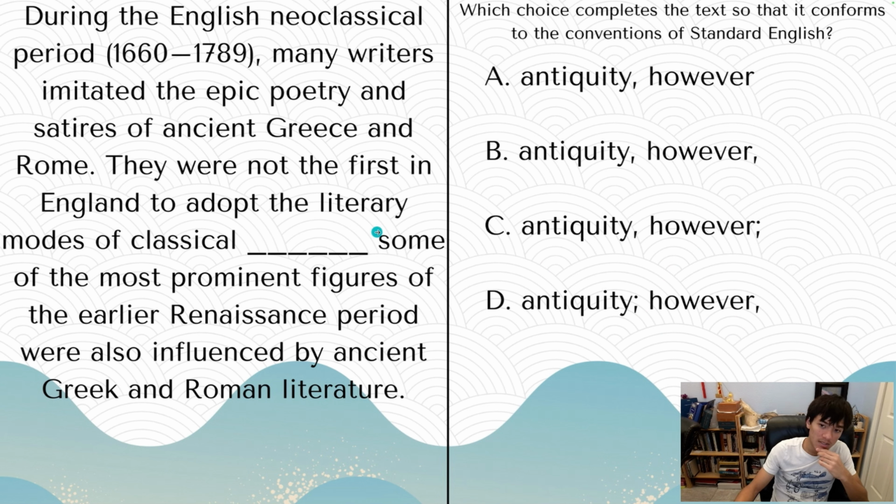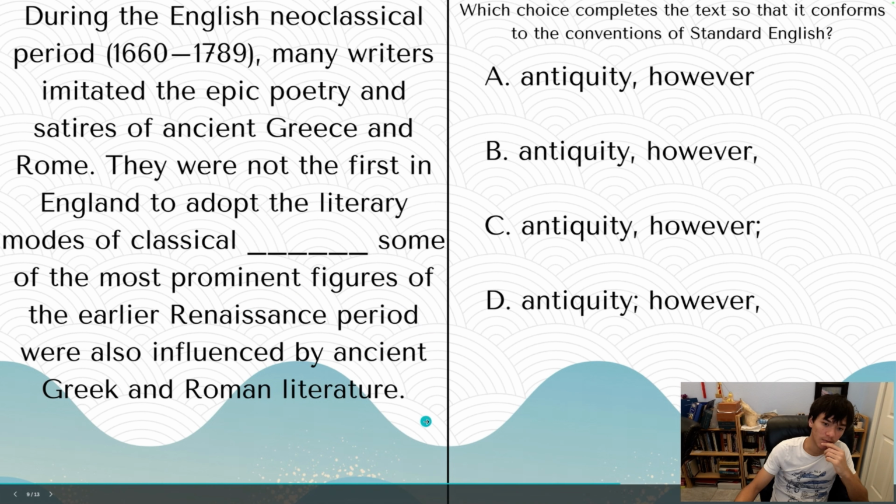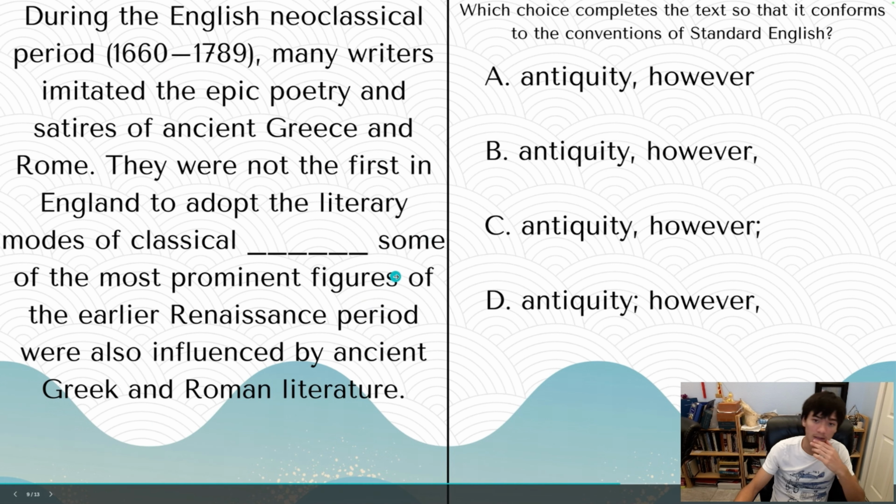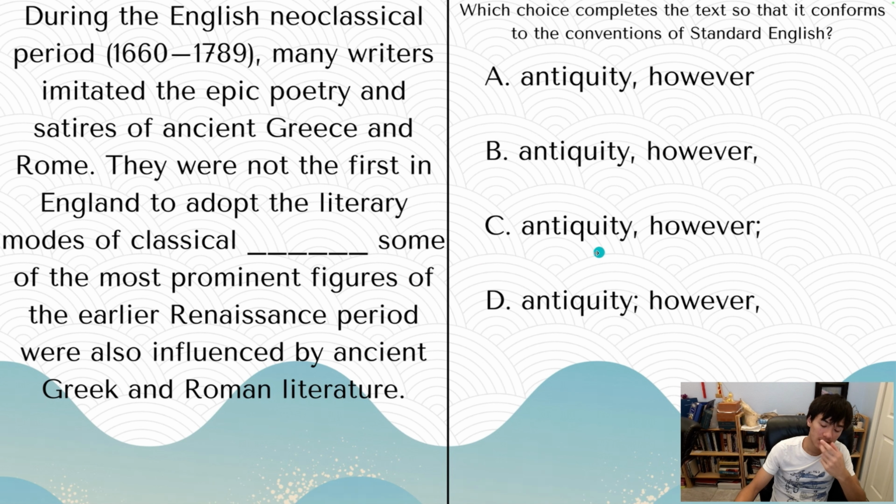Now, this right here could exist on its own. Some of the most prominent figures of the early Renaissance period were also influenced by ancient Greek and Roman literature. That is a clause that can exist on its own, meaning it's an independent clause. If we have an independent clause here, and another independent clause here, what does that make the correct choice? C, because it's a semicolon. Semicolons and periods are the only ones that can separate independent clauses, not commas.